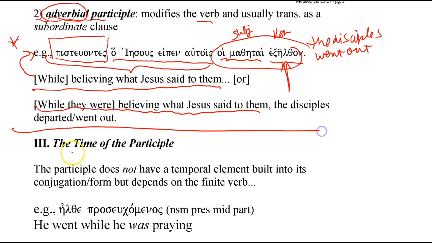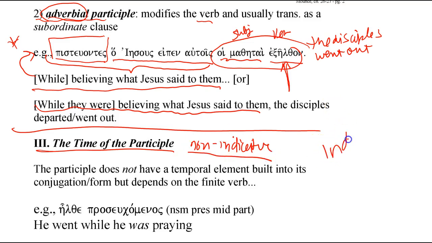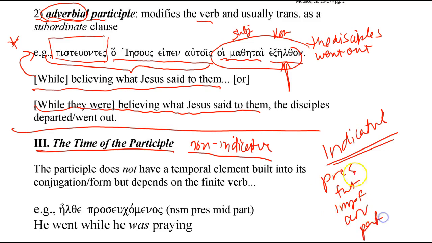The next section is about time of the participle. And that's actually probably one of the most difficult things to understand conceptually about how the participle works. The participle is a non-indicative mood. So far, up until the midterm, you've been learning indicative moods. That means the present, the future, the imperfect, the aorist, and the perfect tenses all have a built-in sense of time because they're in the indicative mood. So the indicative mood forms of the verb have a built-in sense of time.